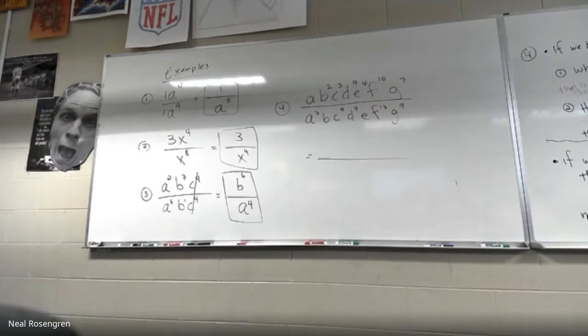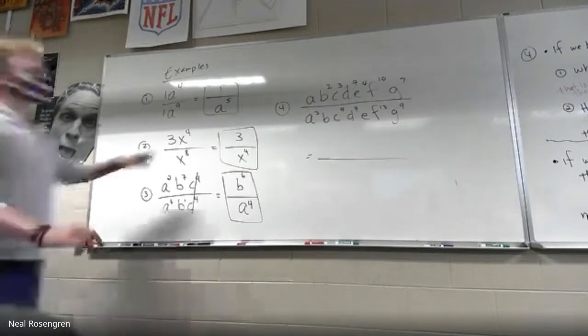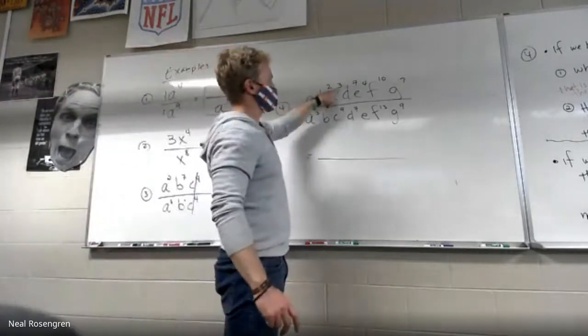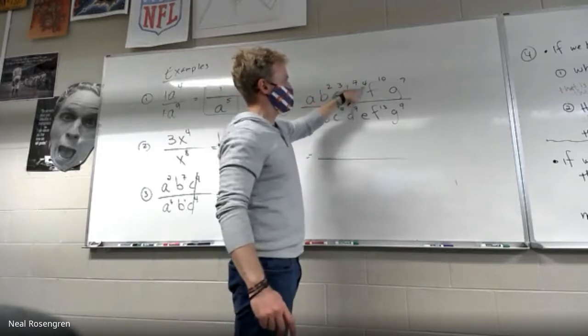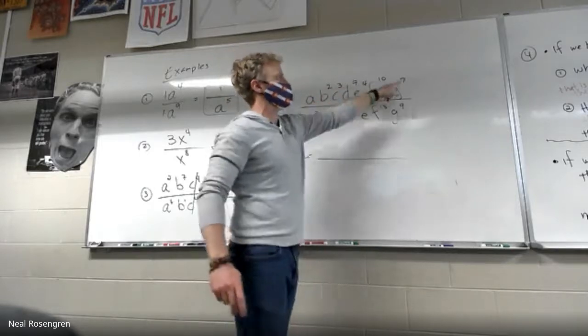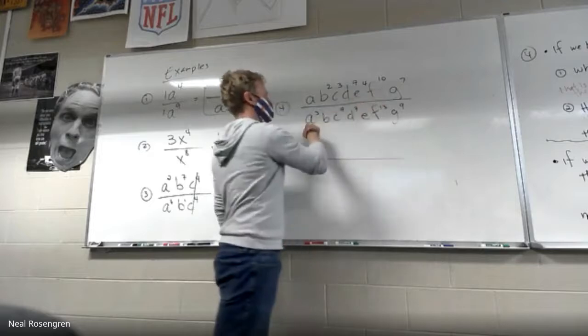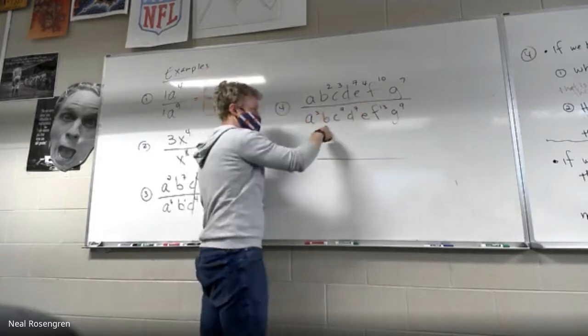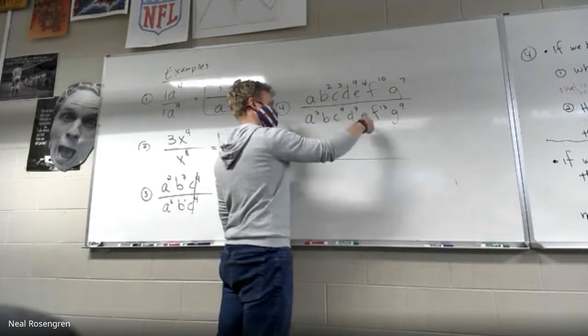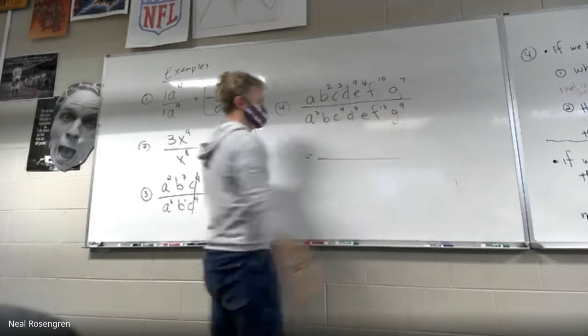A's with A's, B's with B's, C's with C's. Take a second and write it down first. Not on the top, is it D to the 7th? D to the 7th, yeah. Okay. Yep. A, B squared, C to the third, D to the 7th, E to the 4th, F to the 10th, G to the 7th, over A to the third, B, C to the 9th, D to the 7th, E, F to the 13th, G to the 9th.